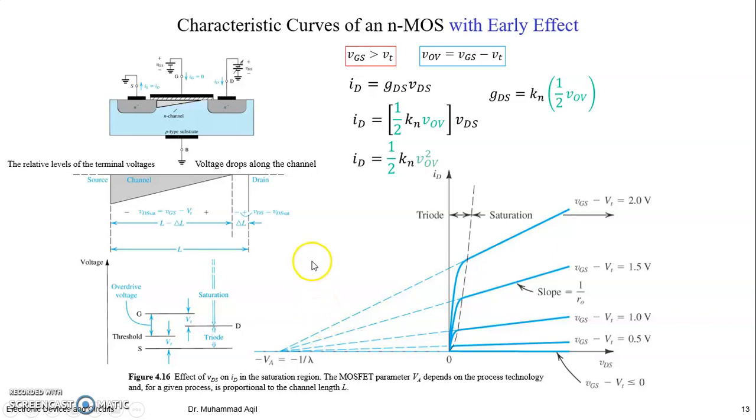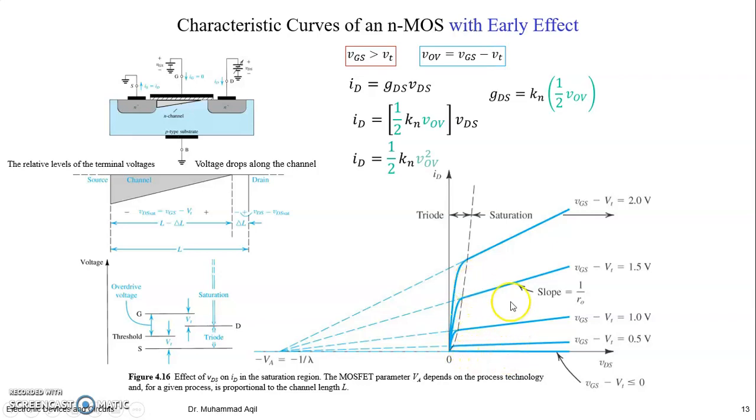Actually, what happens when you increase VDS more than the VOV? Remember that VDS equal to VOV means having a pinched off channel at the drain corner, right? But if you increase VDS more than VOV, this is the point for this VGS. For this VGS, you are having VOV as 2, for example, so it means here you have VDS equal to 2.